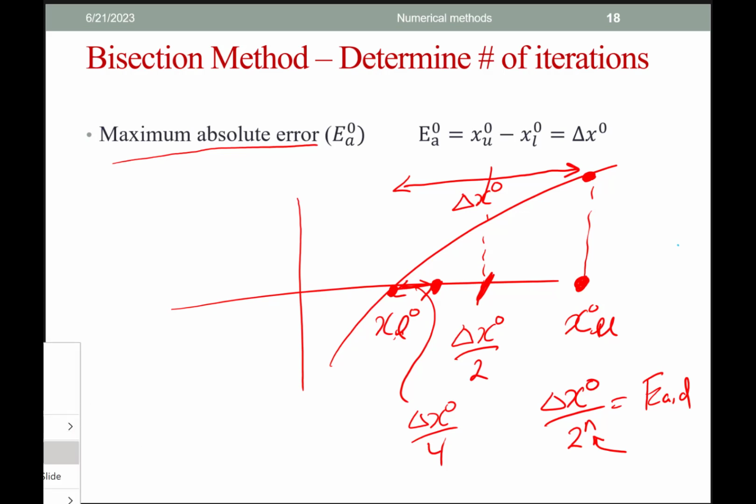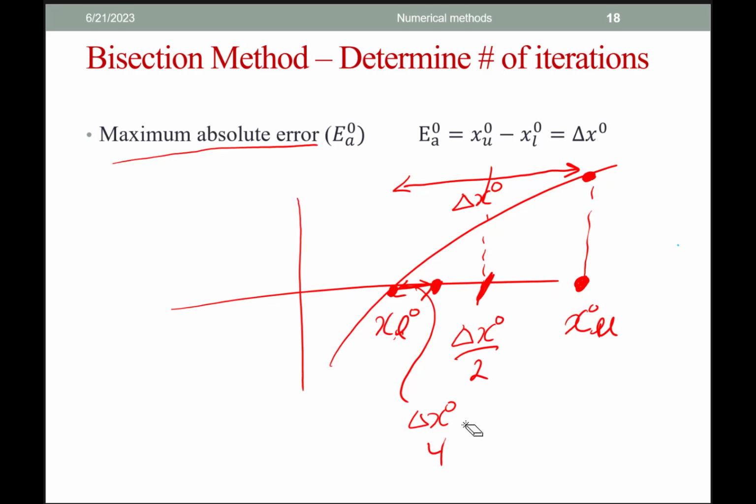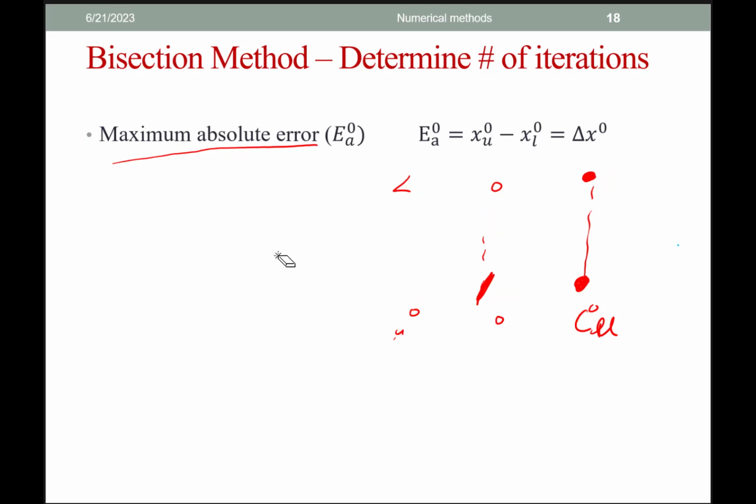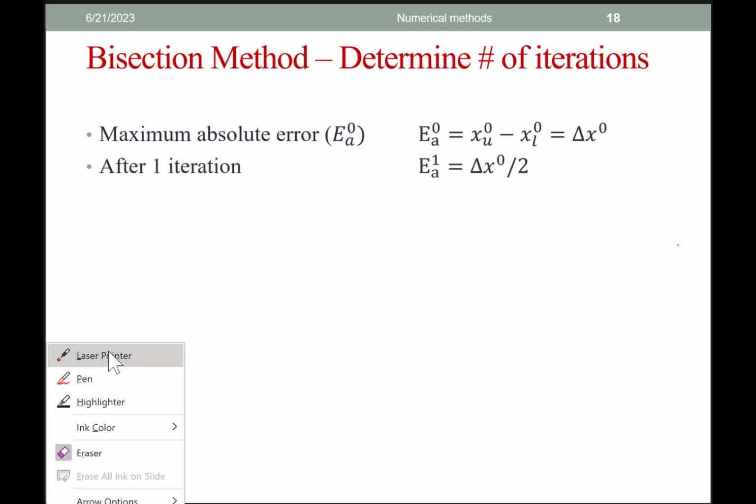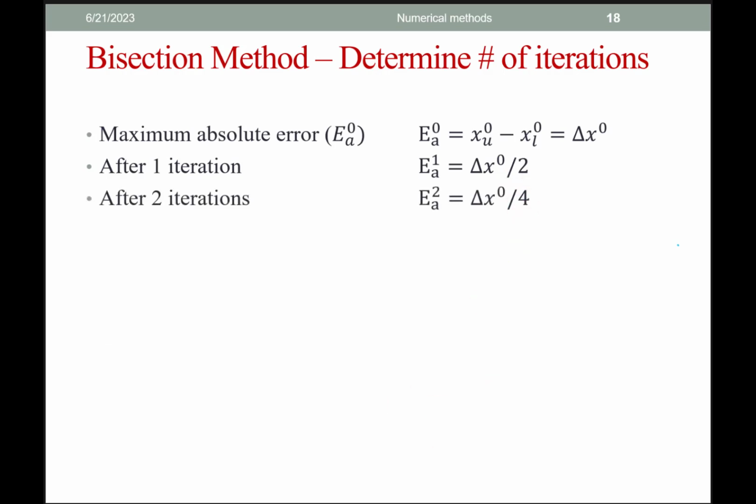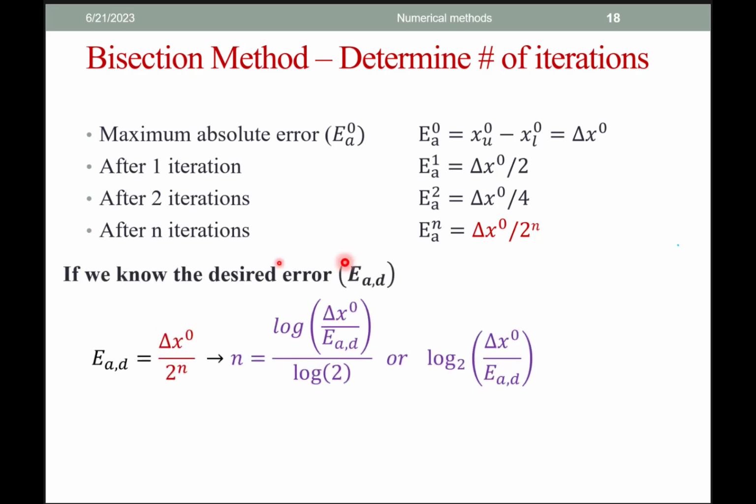I wrote on this slide, but everything I just mentioned is on the slide itself. Let me go back to the slide and erase these things. We can see here that after one iteration, we have delta X naught divided by 2. Second iteration, delta X naught divided by 4. N iterations, delta X naught divided by 2 to the n. If I have a desired error, I can solve for n. You rearrange, and it comes up with weird-looking equations, but they're just logs, and you can solve them using a calculator or Excel.